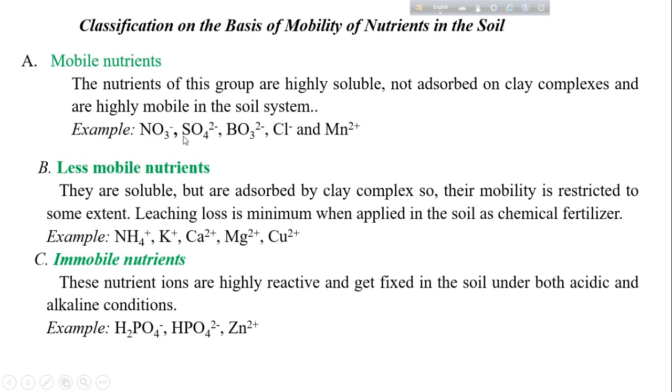For example, nitrate, sulfate, borate, chlorine and manganese. They are highly mobile, they are highly soluble, so they can easily pass from one portion of the soil to another portion.